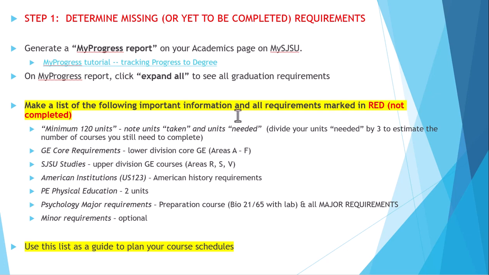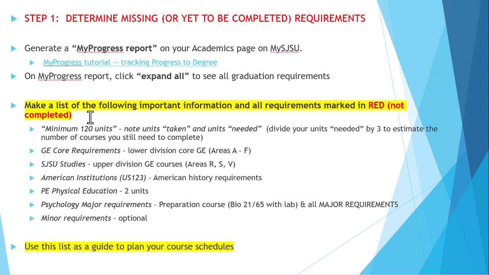One thing that you can do is divide the units that you need by 3, and that will give you an estimate of how many classes you still need to complete. So if you still need 30 units, you divide that by 3. That is 10 courses that you still need to take in order to reach the 120.